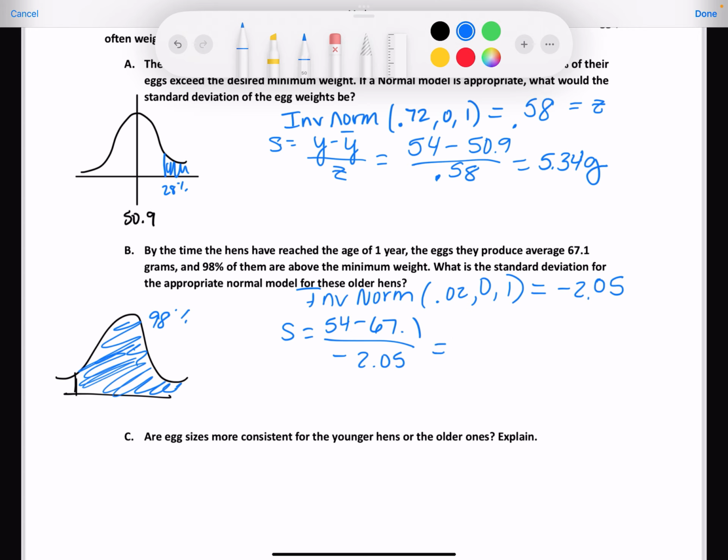I got positive 2. Did you do right or left? Right. Did you do 0.98 or 0.02? 0.02. That's why. Okay. If you're going to do 0.02, you need to do left. But if you do 0.98 and you do right, it will give you the negative. Or it should. Right, Josh, you said negative, right? Yeah. Okay. 6.39. So 6.39 grams is my standard deviation.